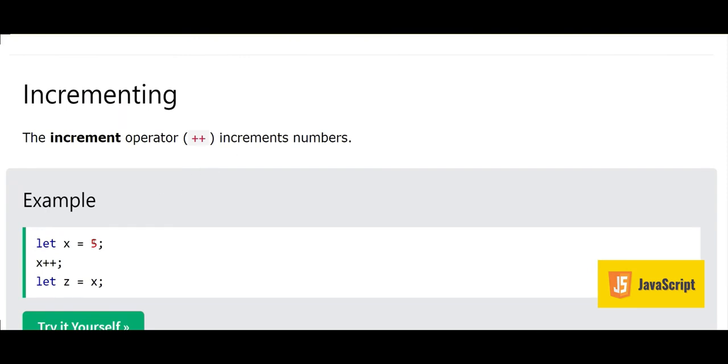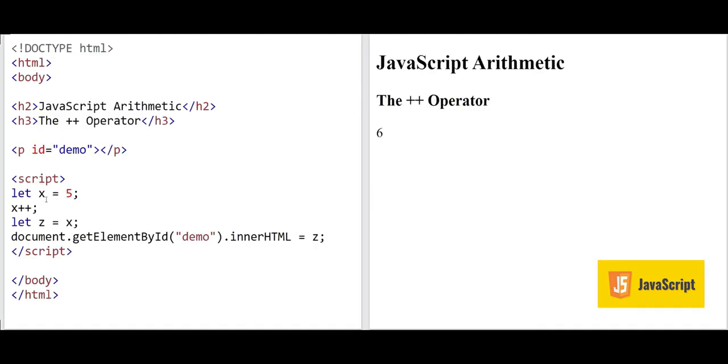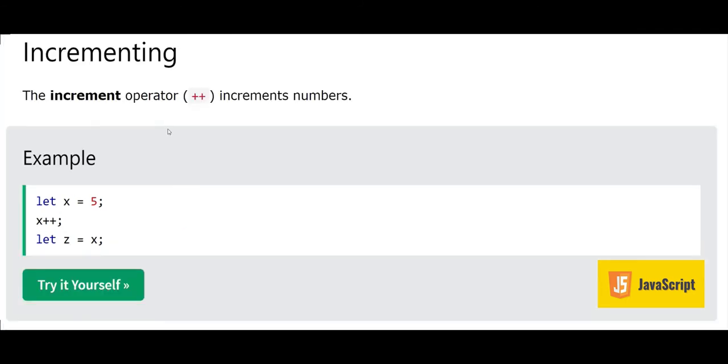Incrementing: x plus plus is actually x plus 1. Let's see here. Here we have this variable x is equal to 5, and when we do x plus plus, which is actually x is equal to x plus 1, it will become 6, and then we assign this to z and display it here, and the result is 6.